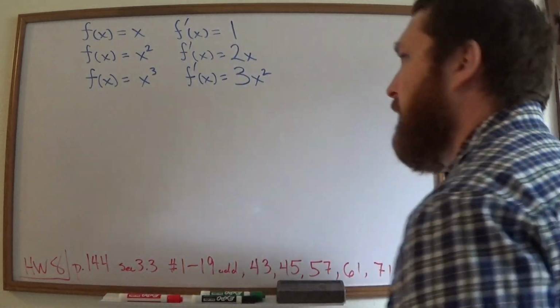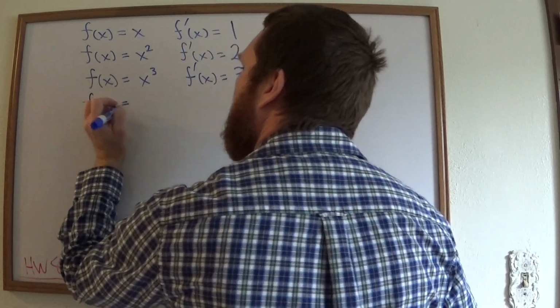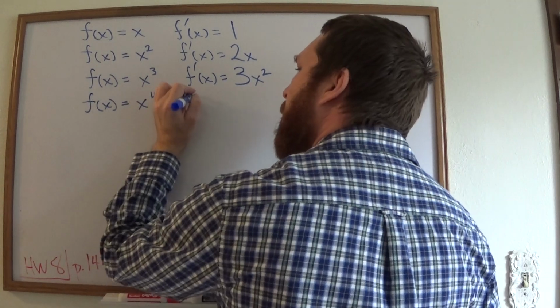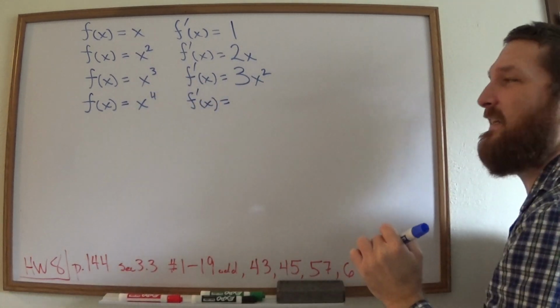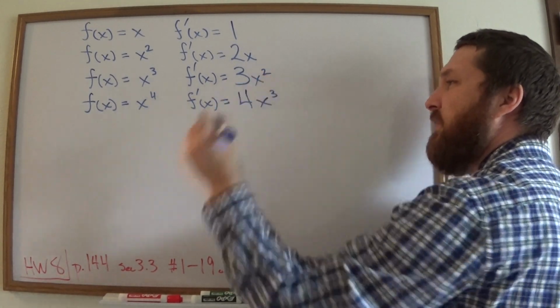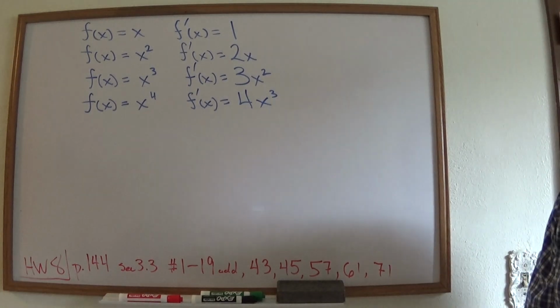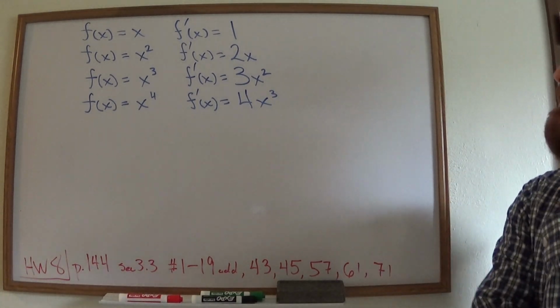Okay. Now, one more that you also did. I think this was the last one from homework 6. If f of x is x to the 4th, anybody remember off the top of their heads what that one is? 4x to the 3rd. 4x to the 3rd. Are you noticing a pattern here? It looks like the next one's going to be 5x to the 4th.